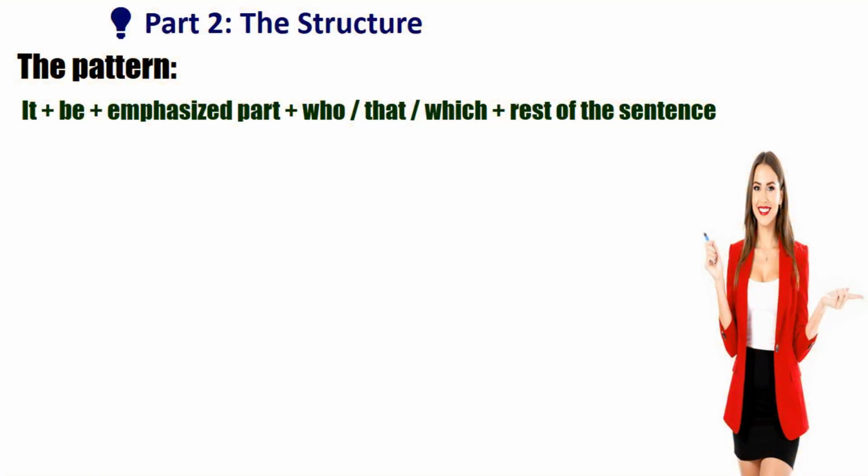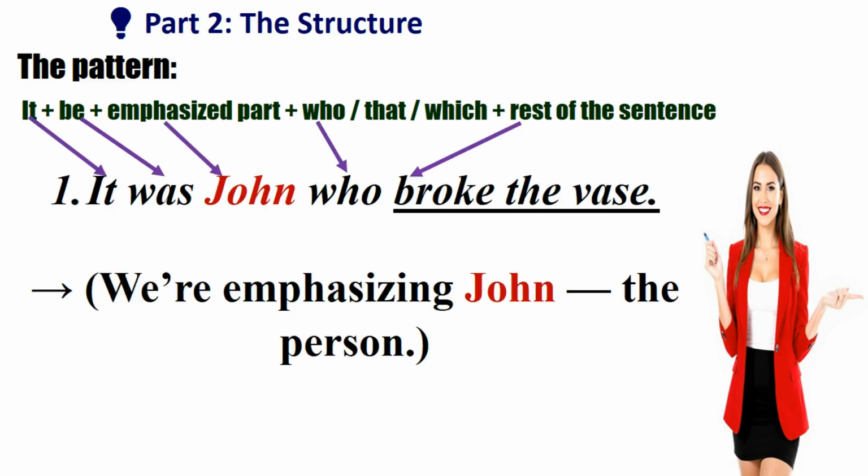Part 2. The structure. The most common type is the it cleft structure. Here's the pattern. It plus be plus emphasized part plus who/that/which plus rest of the sentence. Let's see some examples. 1. It was John who broke the vase. We're emphasizing John, the person.